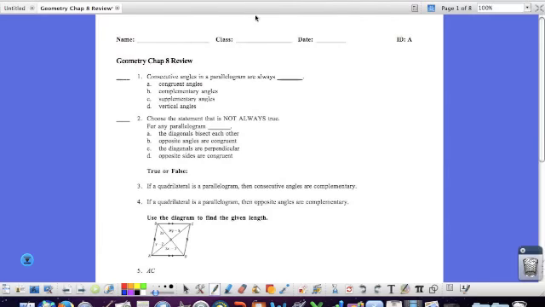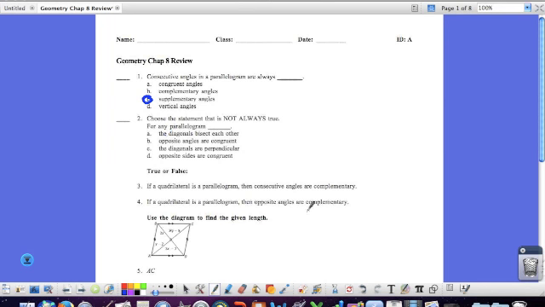So the first one, number 1, consecutive angles in a parallelogram are always C, supplementary. They're certainly not vertical. They're not complementary. They do not add up to 90 degrees. And they're not congruent. If you picked congruent, you were thinking of opposite angles. In parallelograms, consecutive angles are supplementary.